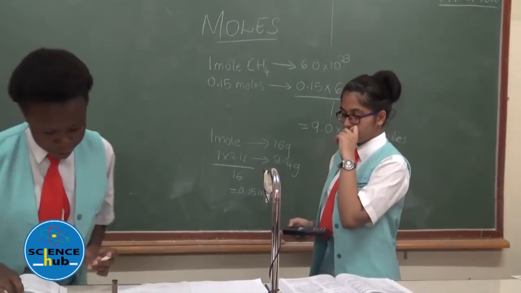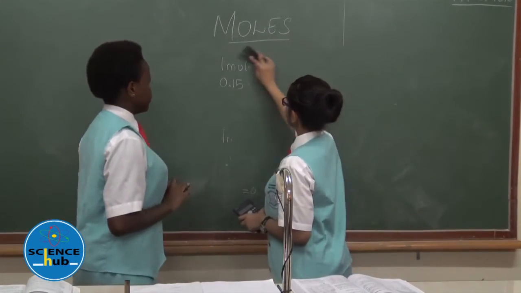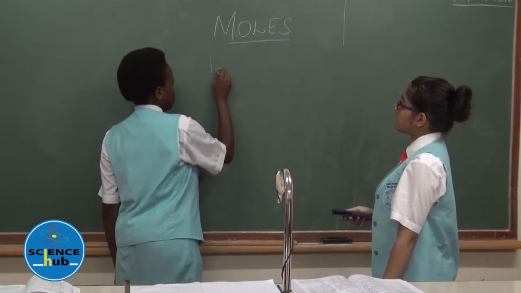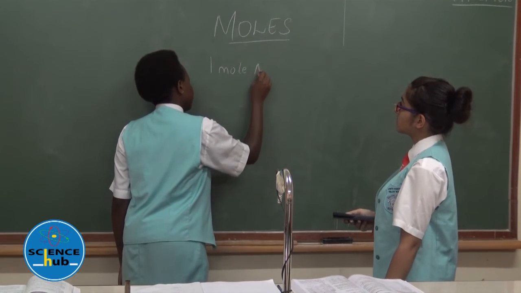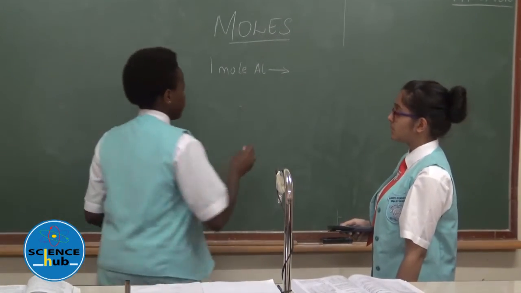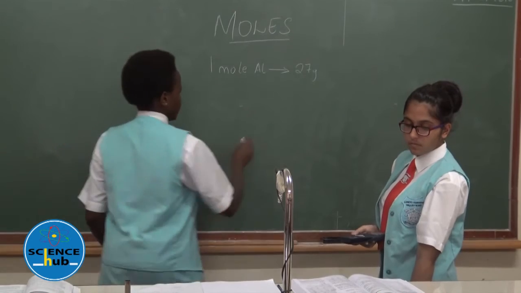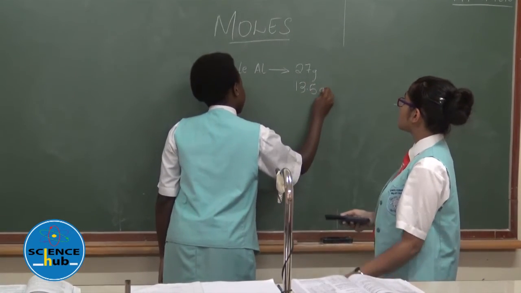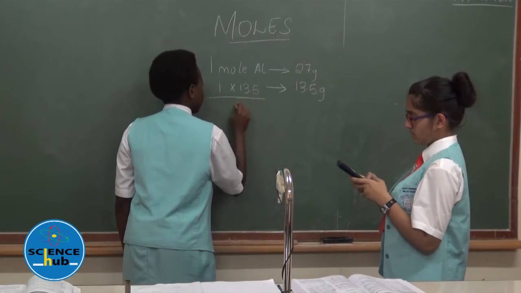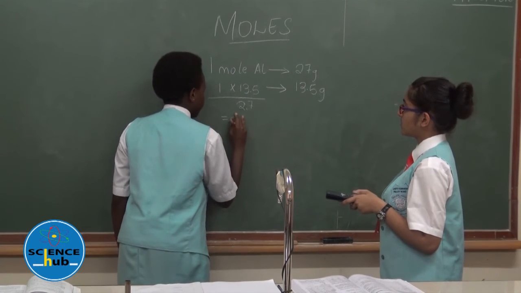We can also do another question. Determine the number of moles in 13.5 grams of aluminium. So 1 mole of aluminium, its RAM is 27. We're given that in the question, 27 grams. So what about 13.5 grams? And we get 0.5 moles.